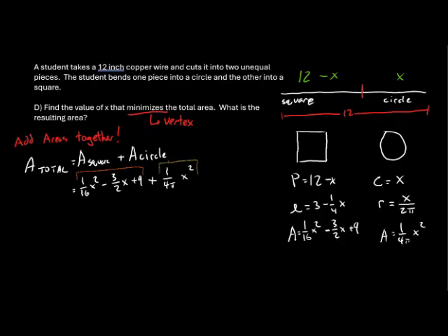Now we can try to combine our like terms. The only like terms we have are the 1/16 x squared and the 1 over 4 pi x squared. Temporarily, we can rewrite this as 1/16 plus 1 over 4 pi times x squared, still minus 3/2 x plus 9. Now, the value of x that minimizes the total area is going to come from our vertex formula. Our vertex formula says that the x value of the vertex will equal negative b over 2a.